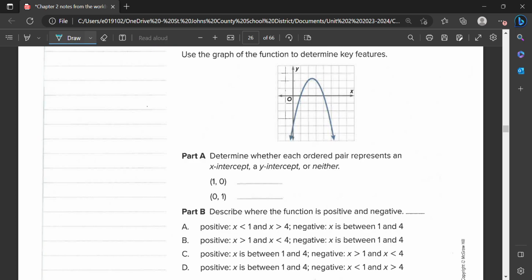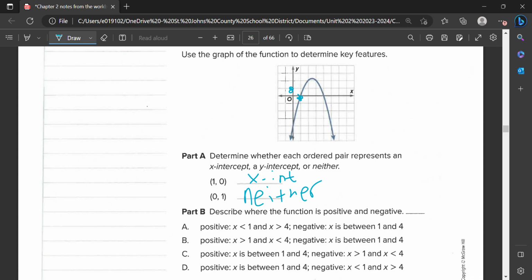All right, welcome back. Determine whether each ordered pair represents x-intercept, y-intercept, or neither. So (1, 0), that's 1 to the right, none up, and that does. So that is an x-intercept. (0, 1) doesn't move left to right, goes up 1. That doesn't cross our blue graph, so it's neither. Now we need to look for when it's positive and negative.